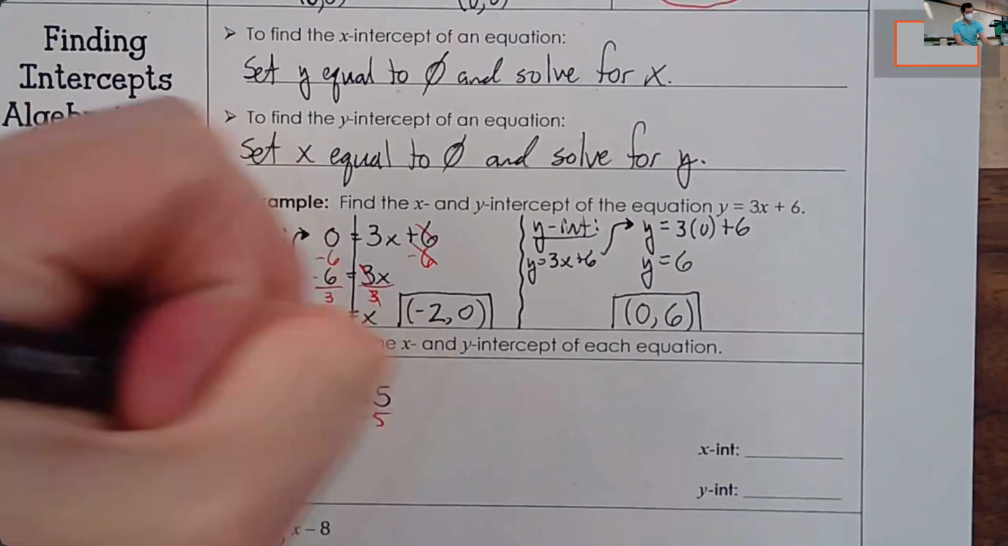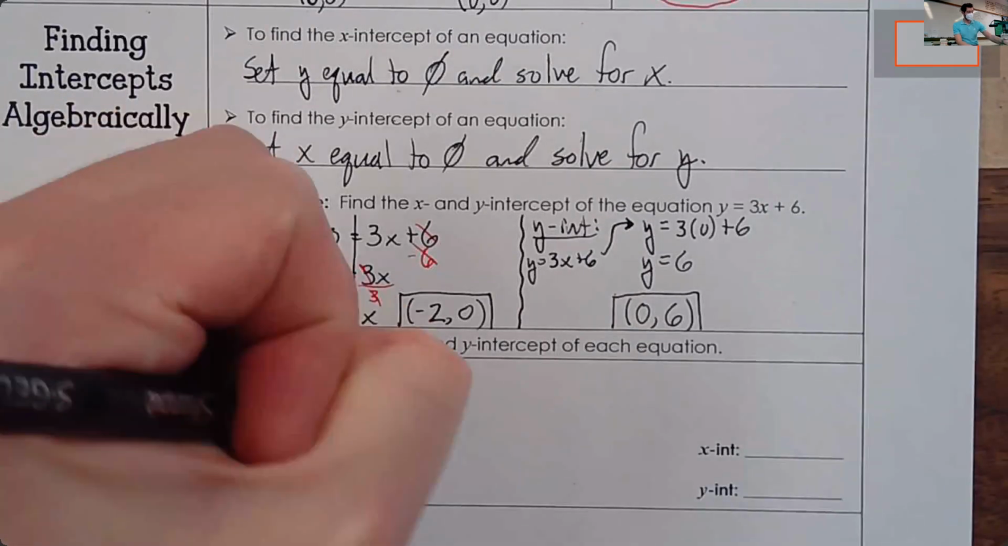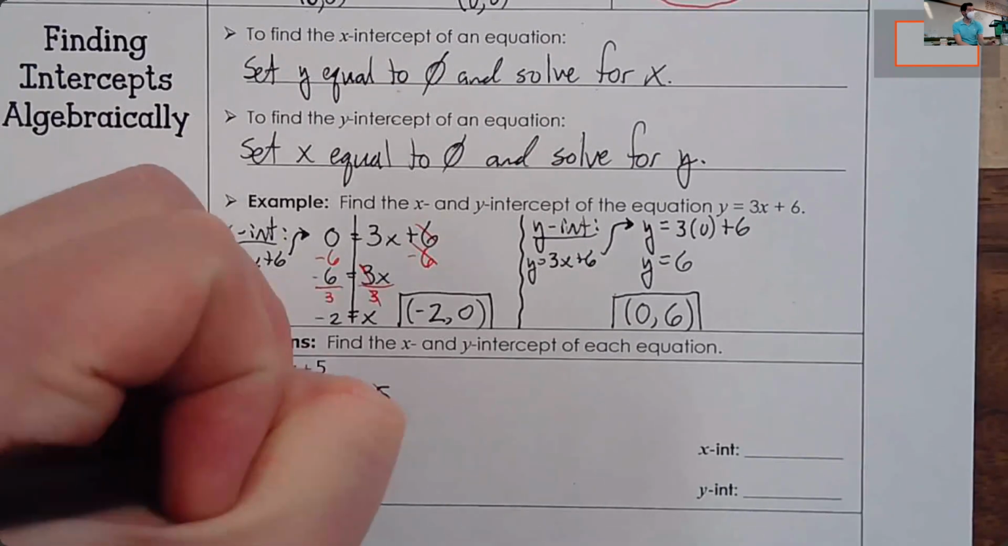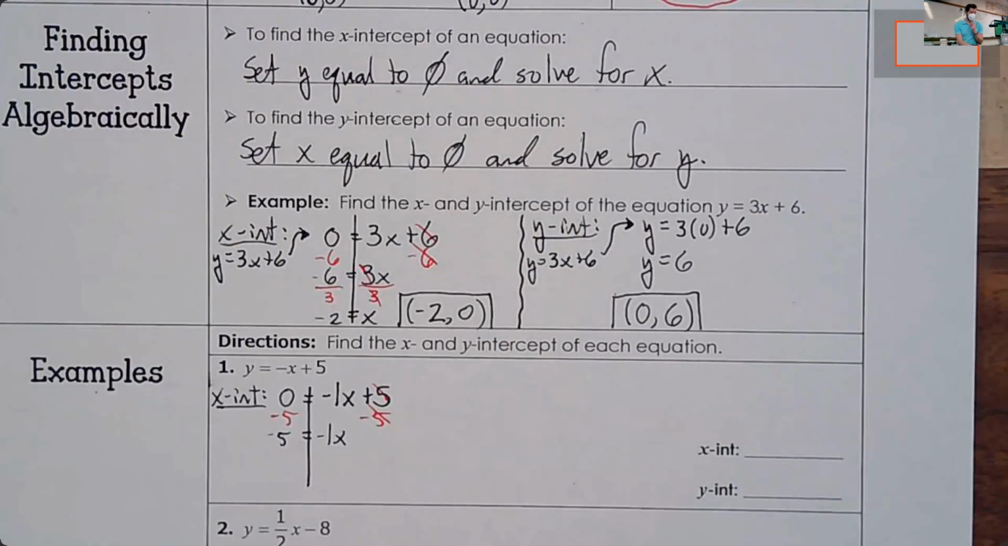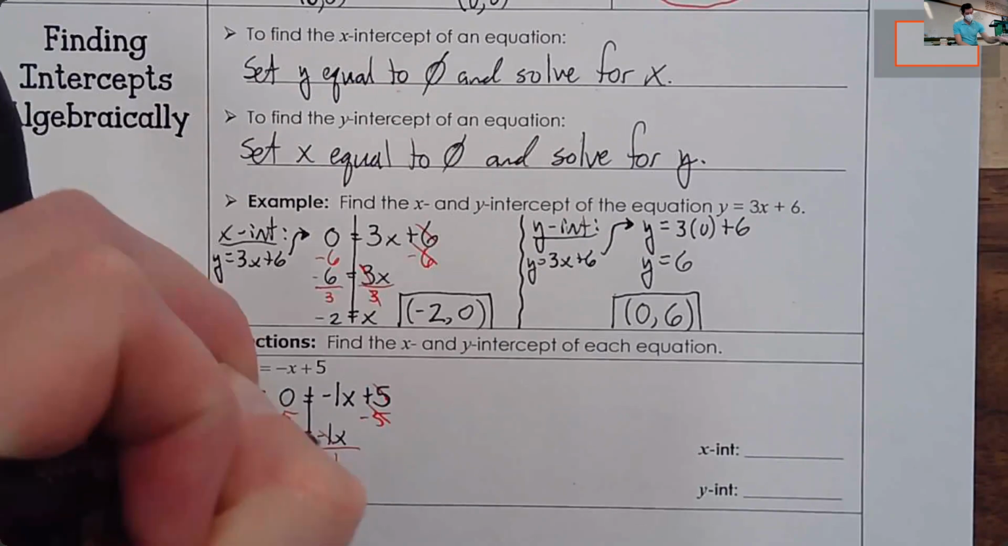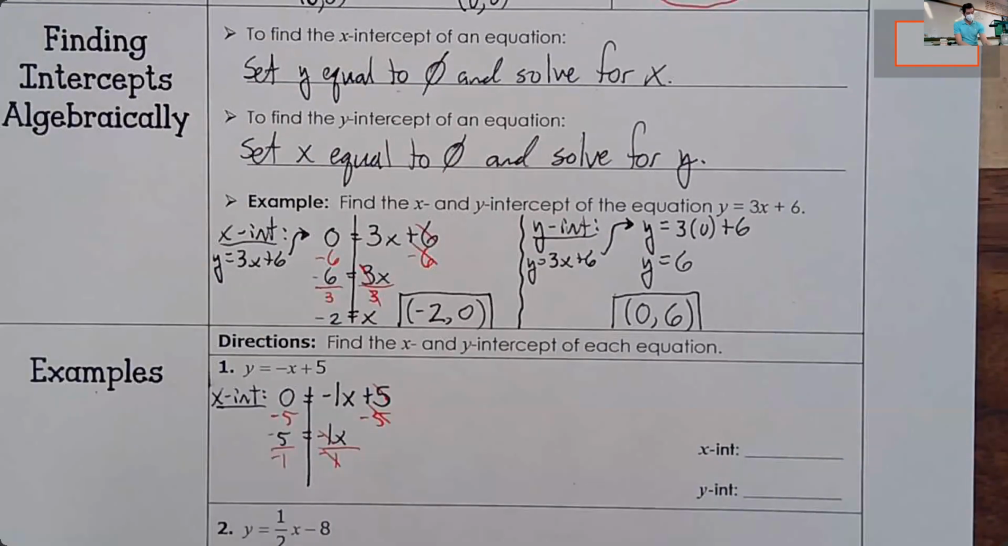Subtract 5 from both sides. 0 minus 5 is negative 5, and that equals negative 1x. So negative 5 equals negative 1x. What do we do next? Divide by the negative 1. And so x equals, what does negative 5 divided by negative 1 equal? Positive 5. Good.